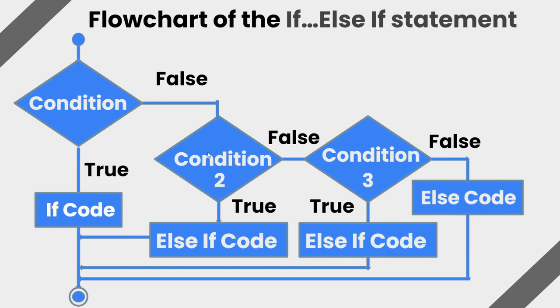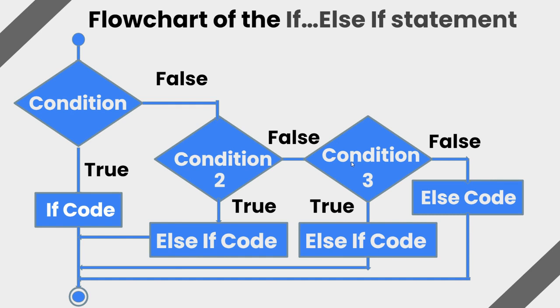So here for condition number 2, if it's true, the else if code would work and it would, from this part, branch to the end of the program. But if in another situation condition number 2 was not also met, it would divert or change the flow of the program to condition number 3. Now we are in the third condition and it's going to check if it's true or false.